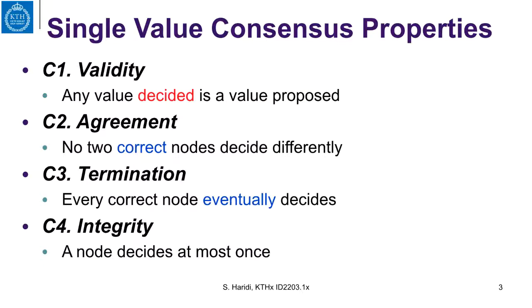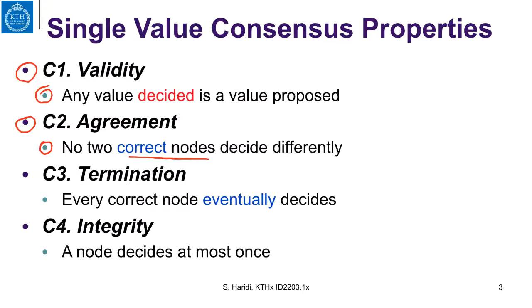So what is single value consensus? We have our safety and liveness properties. The first property is validity, which says any value decided is a value that is proposed by one of the processes. Second, we have agreement, and in this case we say no two correct processes or nodes decide differently, and we are talking about correct nodes or processes, so we are talking about regular consensus.